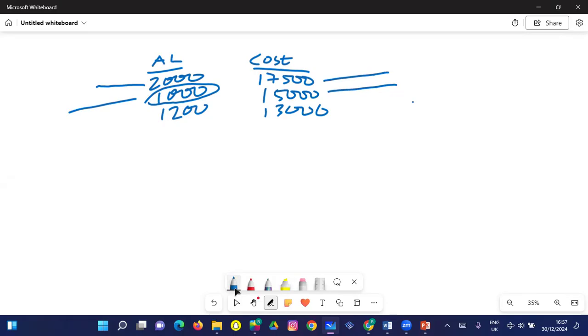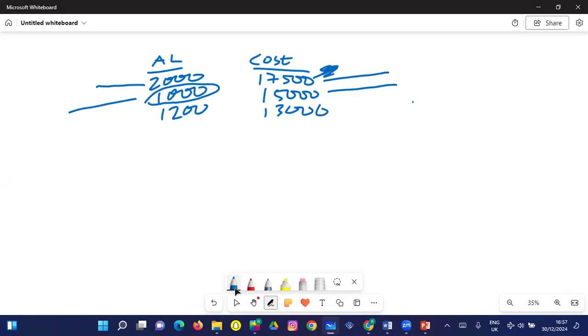Remember, our main aim is to divide this total cost into fixed and then variable, since we don't know them. That's our main aim in the high and low method. So for us to get the variable cost per unit, it is change in cost over change in activity level.